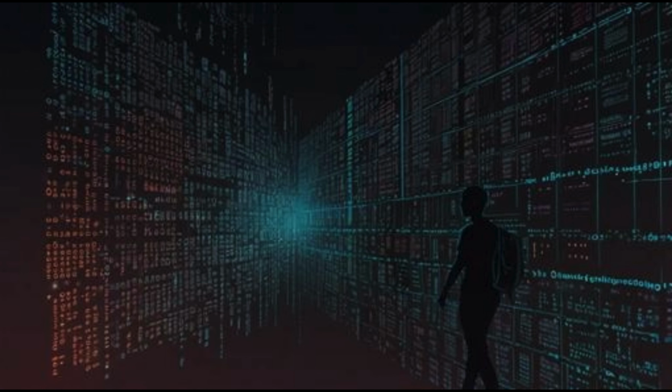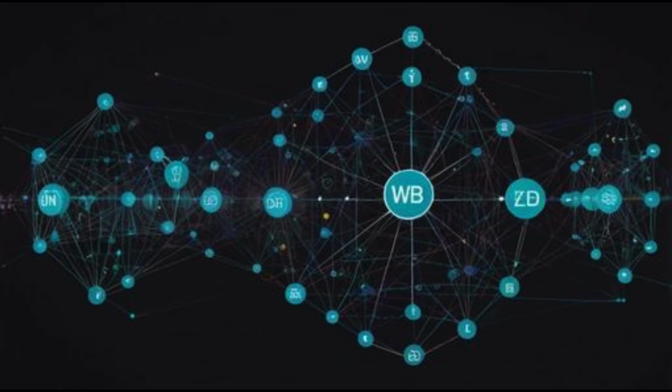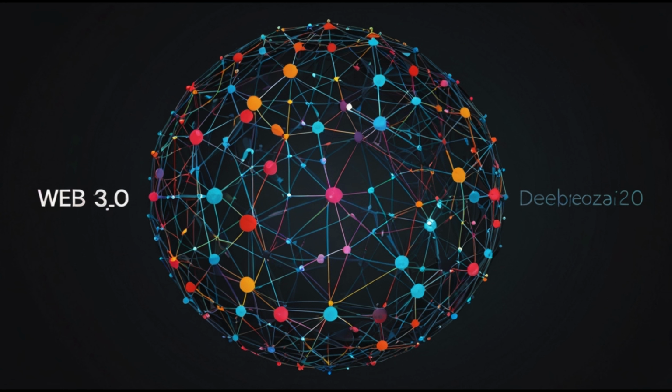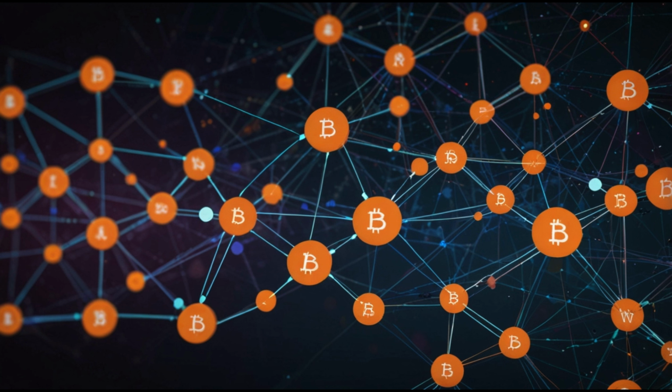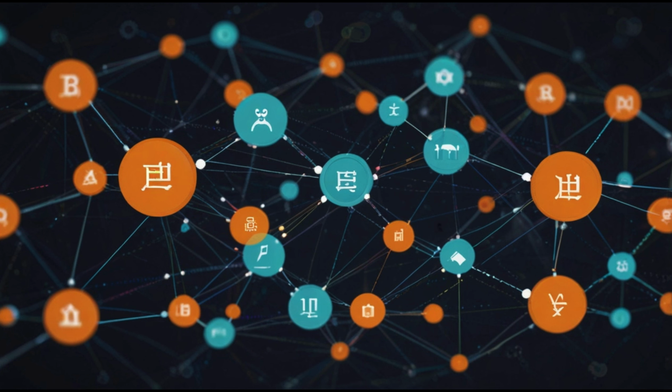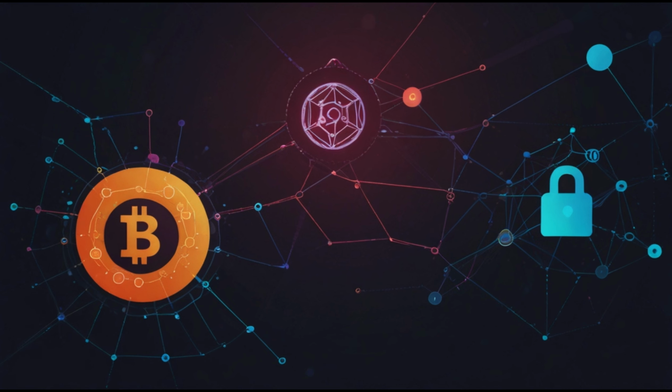The core pillars of Web 3.0. Web 3.0 is built on several core principles and technologies that differentiate it from the previous eras of the web. 1. Decentralization. At the heart of Web 3.0 is decentralization. Unlike Web 2.0, where data and content are stored in centralized servers owned by companies like Google, Facebook, or Amazon, Web 3.0 envisions a network where data is distributed across multiple nodes or servers.